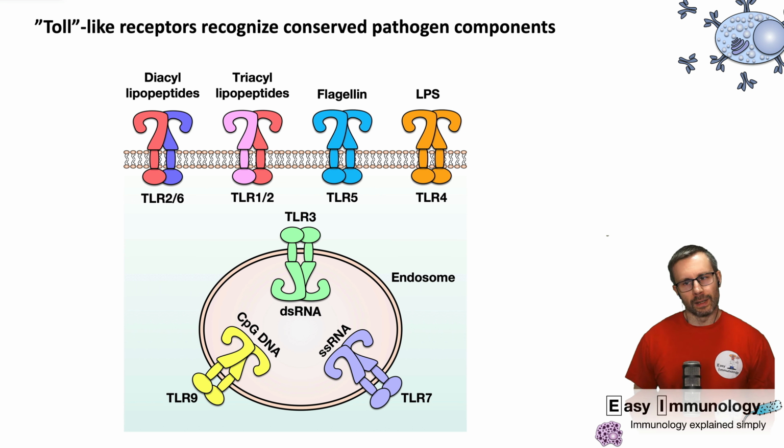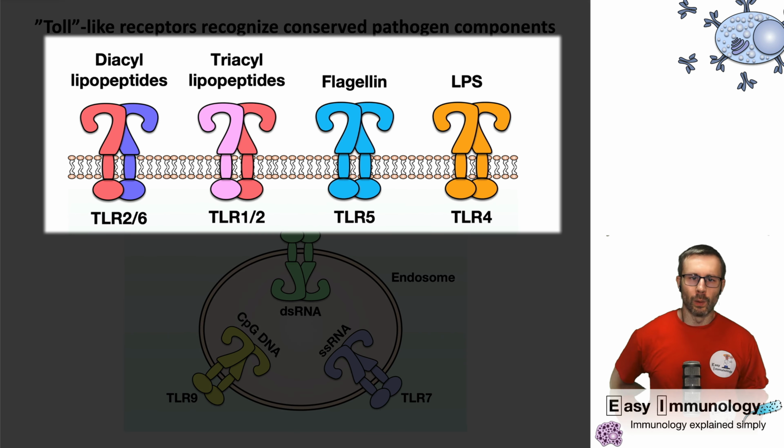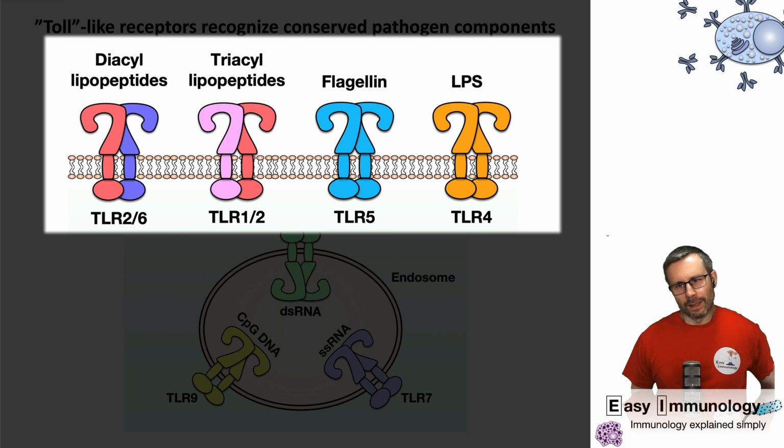And some years later, we also found the respective counterparts in invertebrates, in humans, in mice, and rats. And they are called toll-like receptors. That's where the toll comes from. And there are basically two groups of toll-like receptors. The first group are the receptors that are located on the outside of the cell. And they recognize structures on the outside of the pathogen.